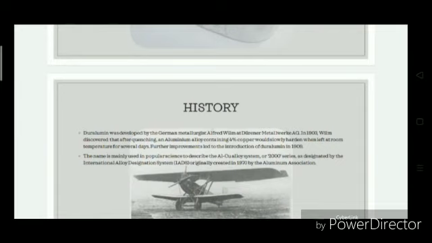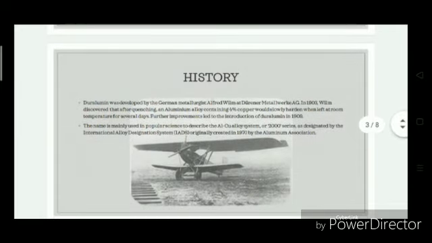Coming to the history of duralumin, it was developed by the German metallurgist Alfred Wilm. He discovered that after quenching, an aluminium alloy containing 4% copper, which we said in the beginning, would slowly harden when left at room temperature for several days, and further improvements led to the introduction of duralumin in 1909. The name is mainly used in popular science to describe the aluminium copper alloy system, or 2000 series as designated by the International Alloy Designation System, as we said.